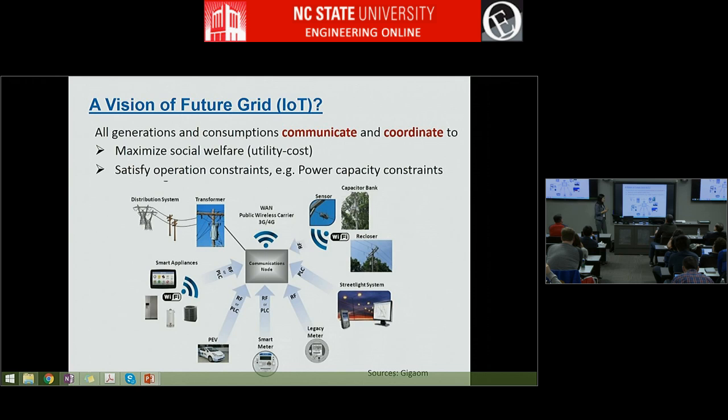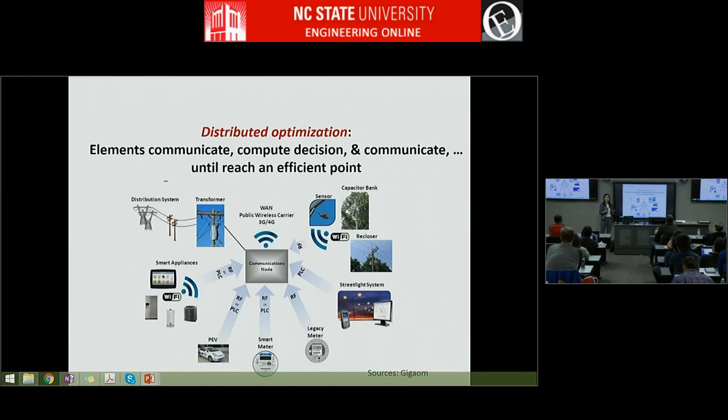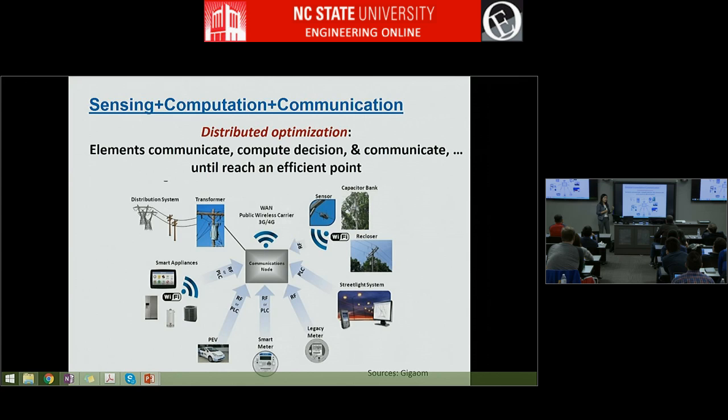One method people propose is to use distributed optimization or distributed control tools. What is distributed optimization? Some of you may have a distributed optimization or communication network background. Typically people assume each element can sense, then communicate, then compute, then communicate again, until some solution has been reached that everyone agrees on. That is the efficient point we should take. The underlying assumption is what? We assume we have sensing, computation, and communication ability for the power grid.